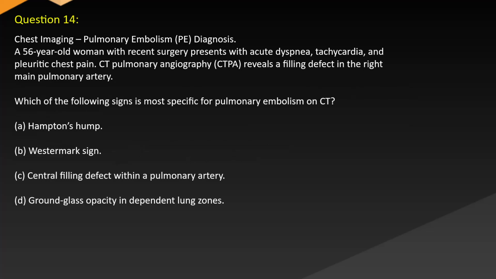Question 14. Chest imaging. Pulmonary embolism, PE. Diagnosis. A 56-year-old woman with recent surgery presents with acute dyspnea, tachycardia, and pleuritic chest pain. CT pulmonary angiography, CTPA, reveals a filling defect in the right main pulmonary artery. Which of the following signs is most specific for pulmonary embolism on CT?